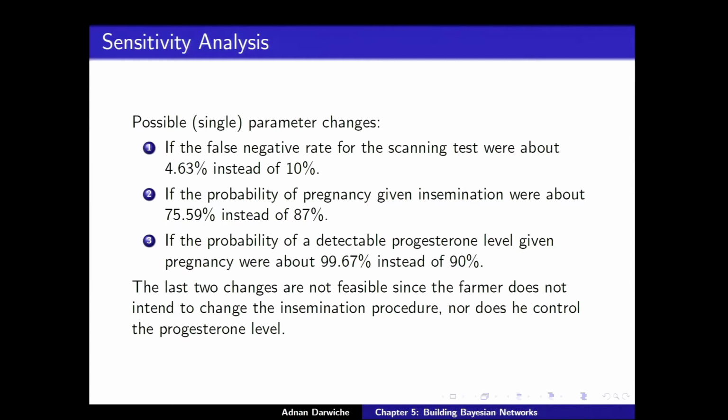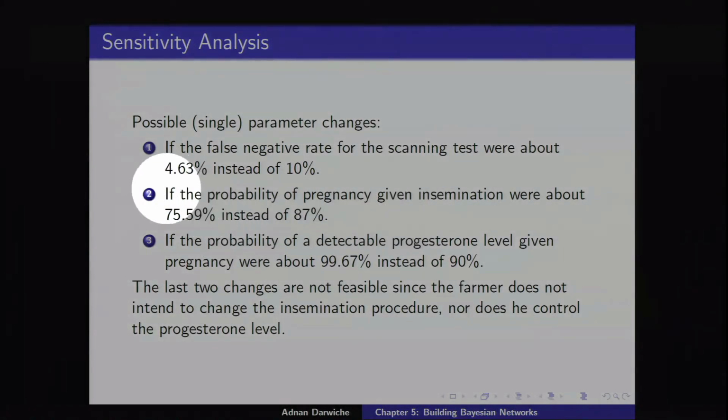And let me just say before that this is doing what we call single parameter sensitivity analysis. That is, what happens if I change only one parameter? Because you can change multiple parameters, right? You get 3 recommendations. And the first one says, if the false negative rate of the scanning test was about this instead of that, you will actually drop the probability of pregnancy to 5% or less. That alone will do it.